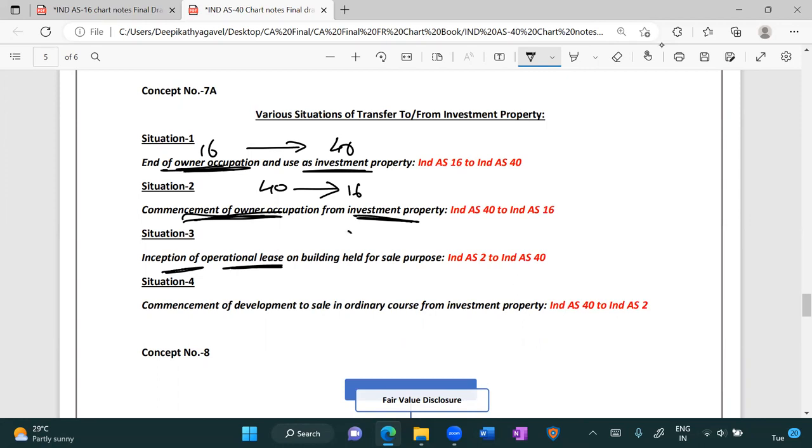Ind AS 40 is going to apply on a building which was previously held for sale purpose. Previously held for sale means what? Previously it was my inventory. So it is changing from Ind AS 2 to Ind AS 40.